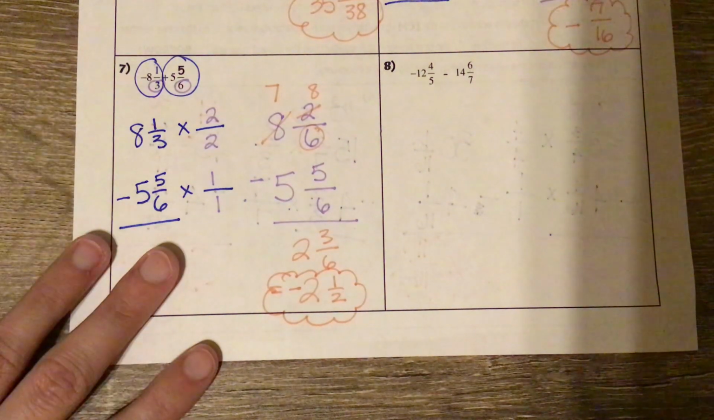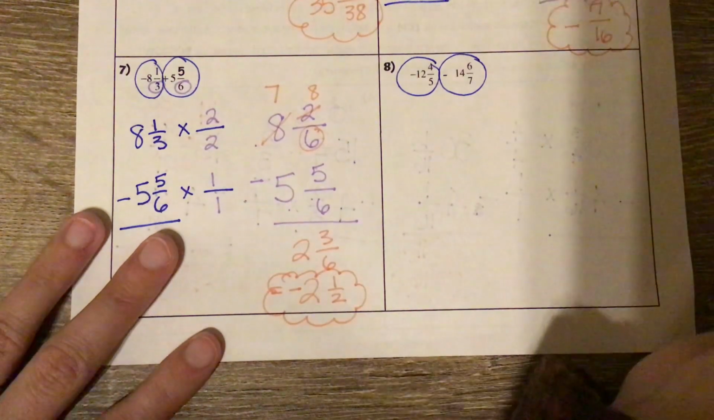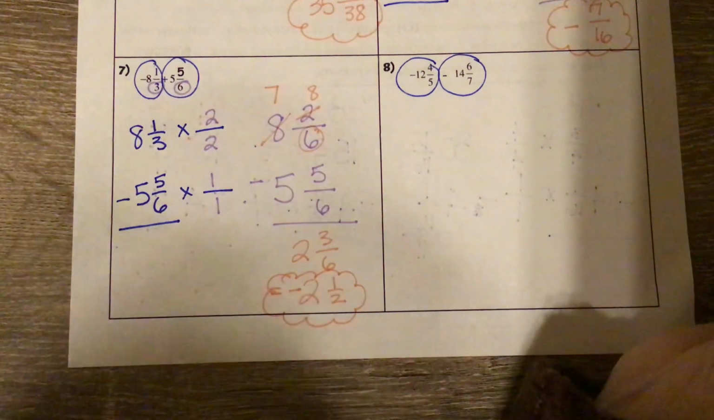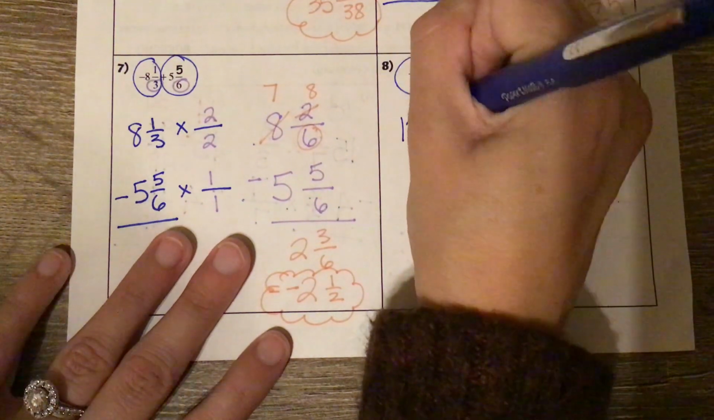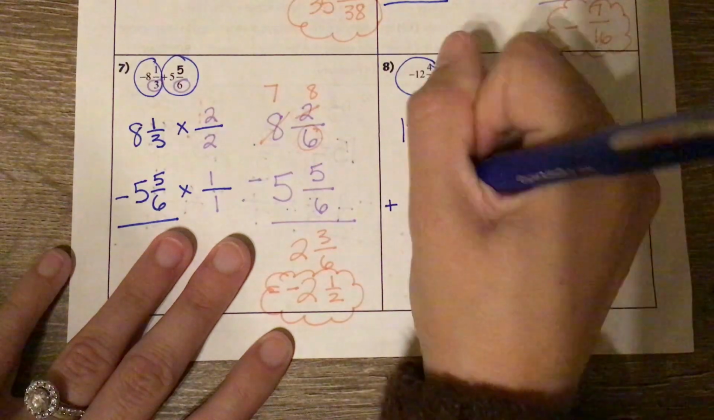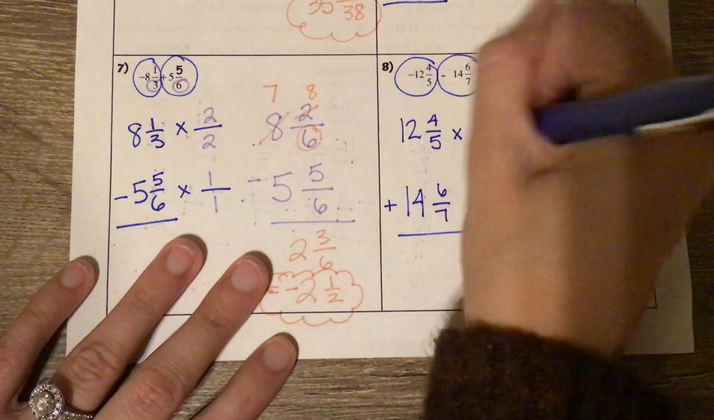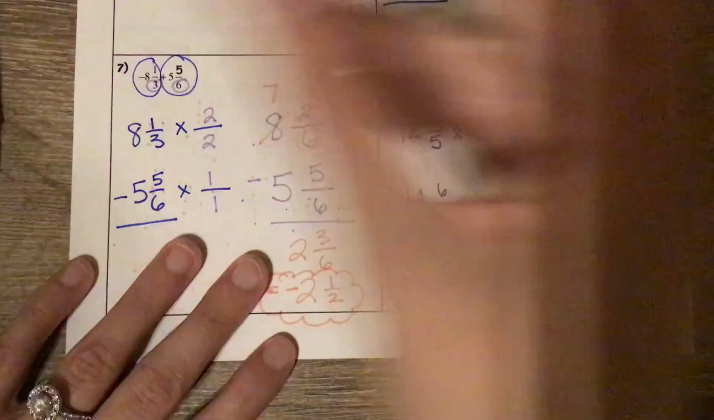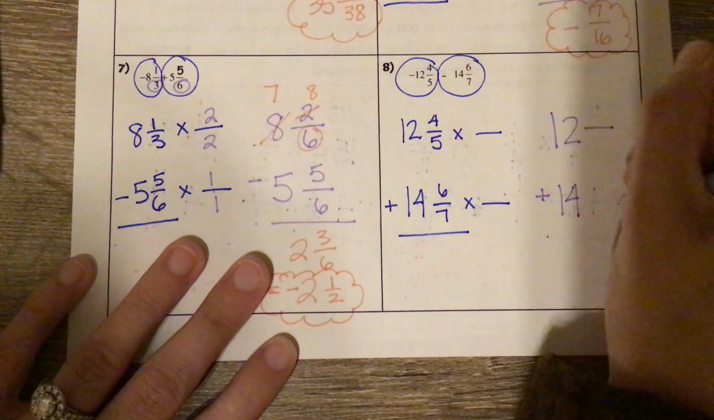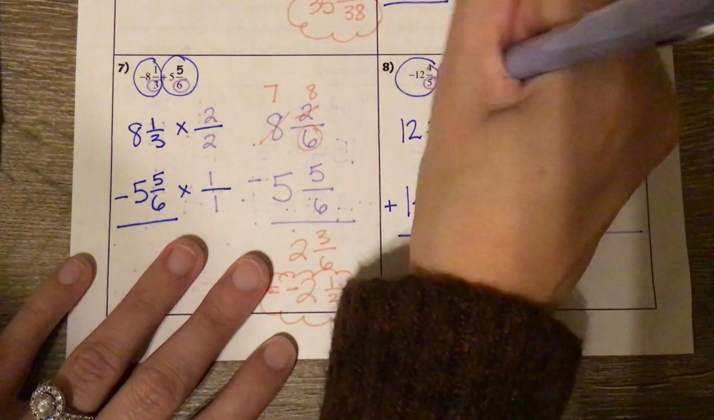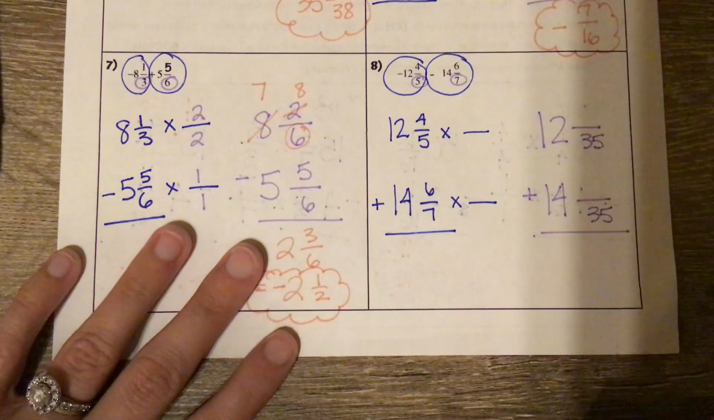All right, number 8. We have a negative and a negative. They are the same, so we're going to find the sum. When finding the sum, the order doesn't matter, so I'm just going to go first and second. So we have 12 and 4/5 plus 14 and 6/7. We need to multiply by something to get our common denominator. 5 and 7, their least common multiple is 35. So we're going to multiply.